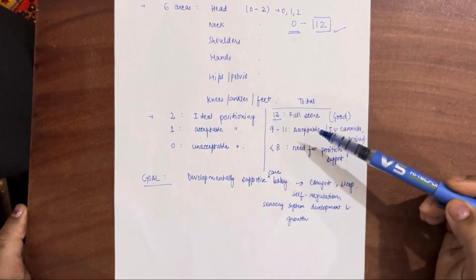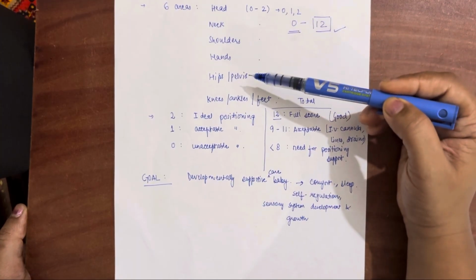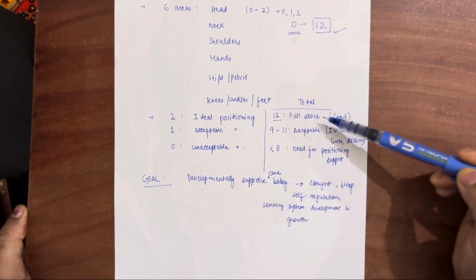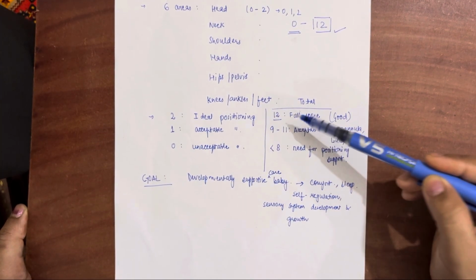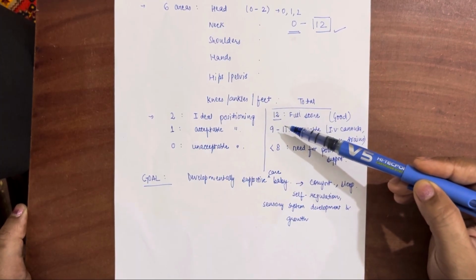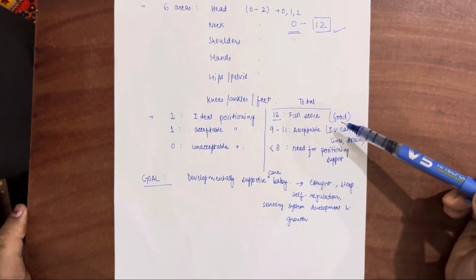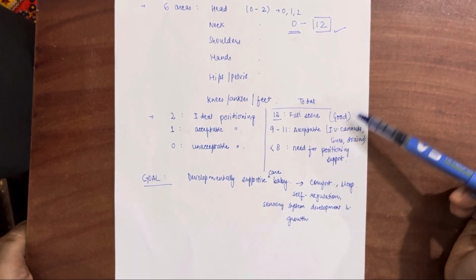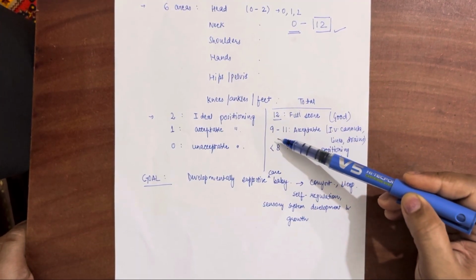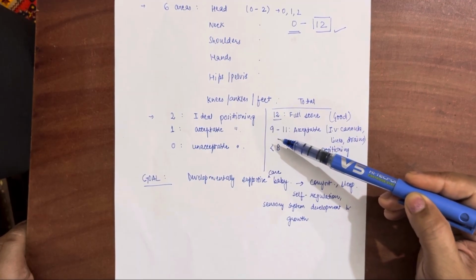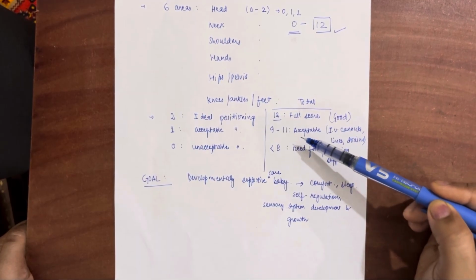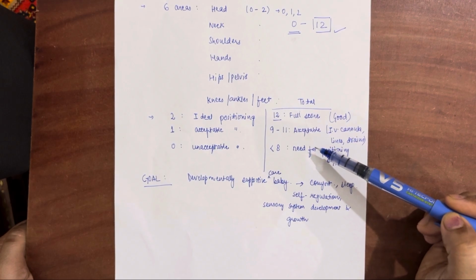When you give the score in all these areas from 0 to 2, you will get a total score. If the total score that you get is 12, it means it is the full score, the best score that you have achieved. Then if the range is from 9 to 11, it is an acceptable score.